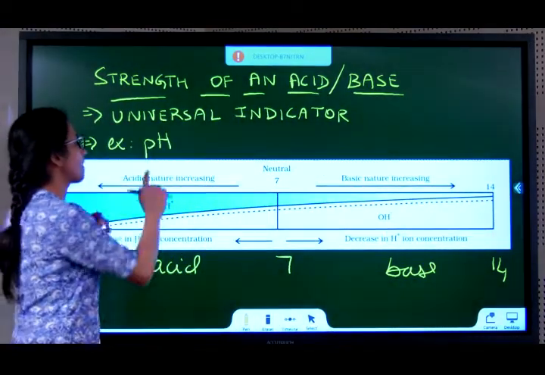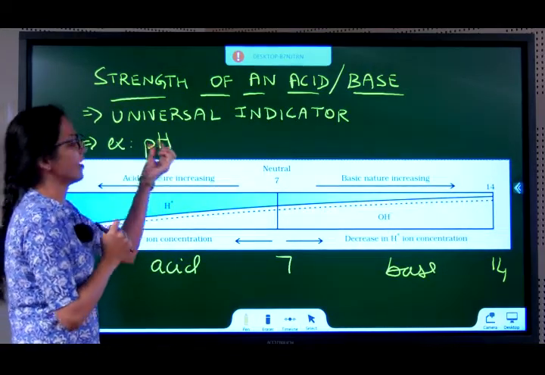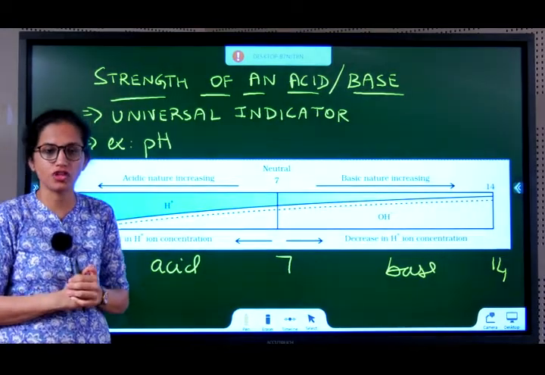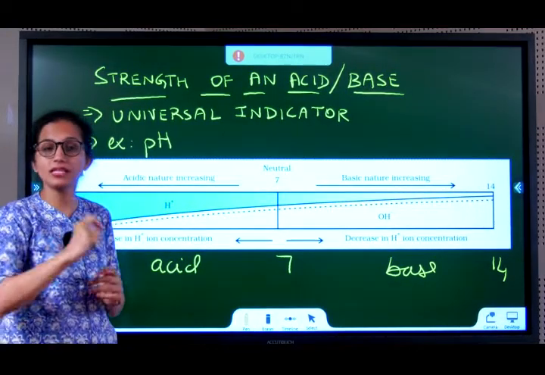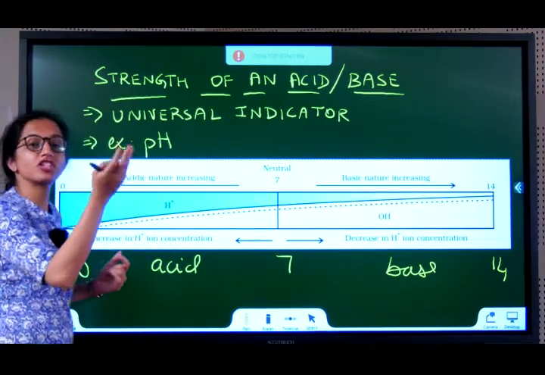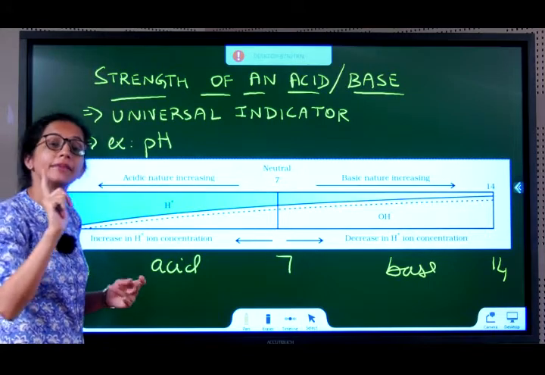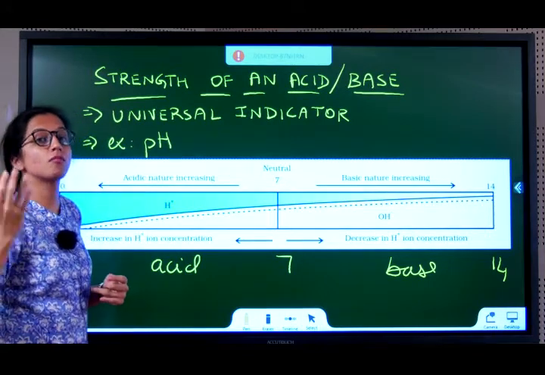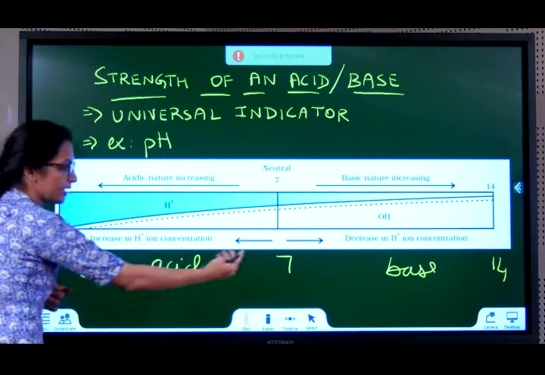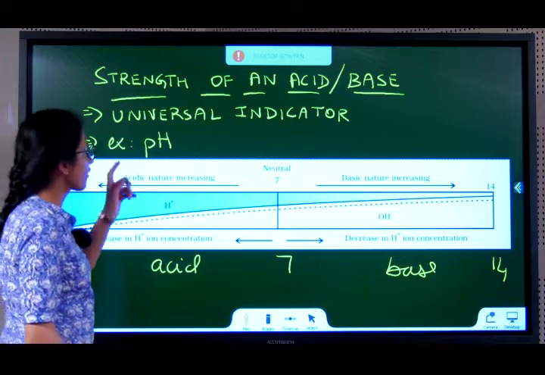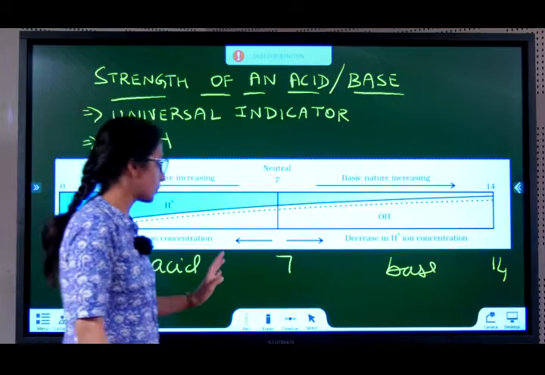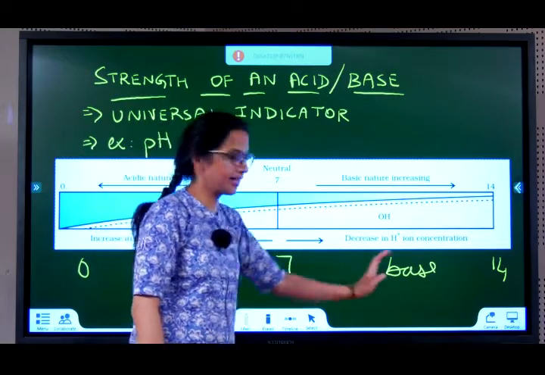What is this pH? pH stands for potence of H plus ion concentration. That is, they are telling you what is the power of the H plus ion concentration. We are referring to the H plus ion concentration here. If the H plus ion concentration is high, that means more H plus means more acidic. More acidic means pH value will be less than 7. If H plus ion concentration is less, it is less acidic, pH value will be greater than 7.